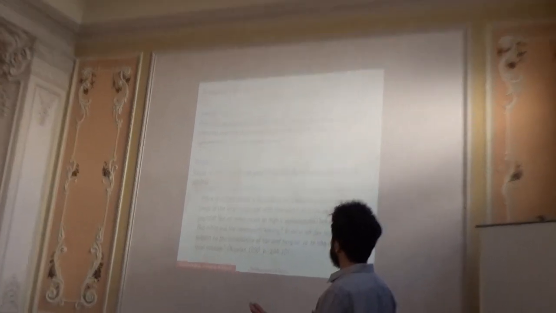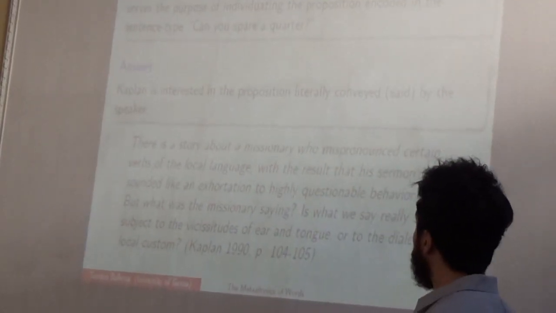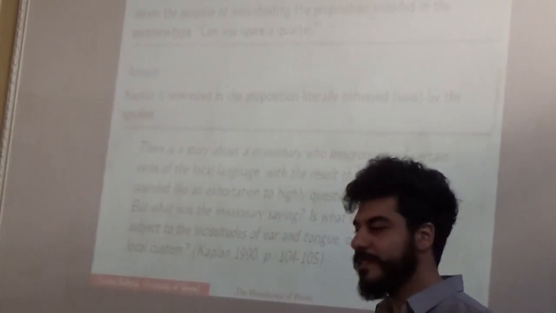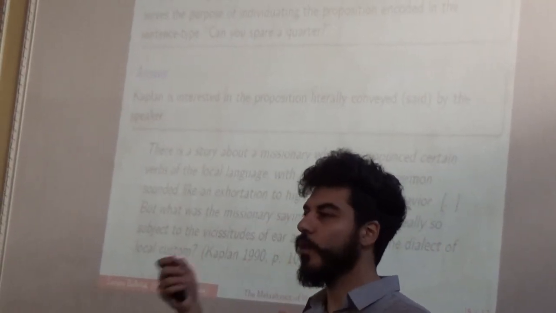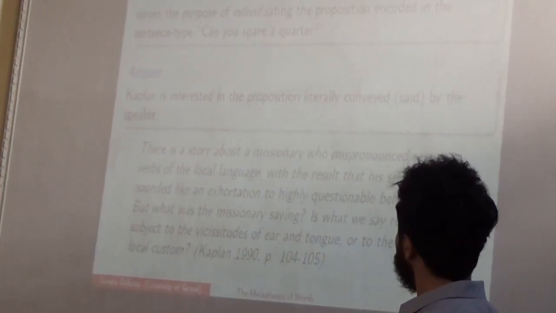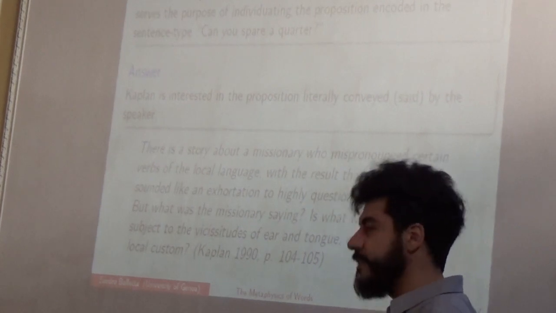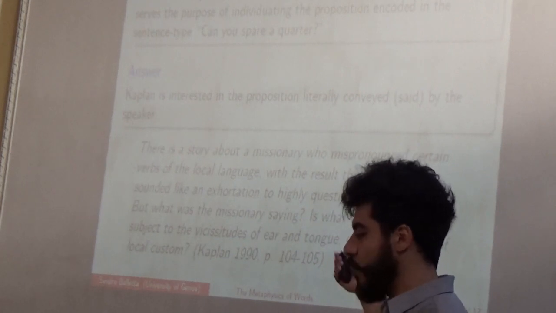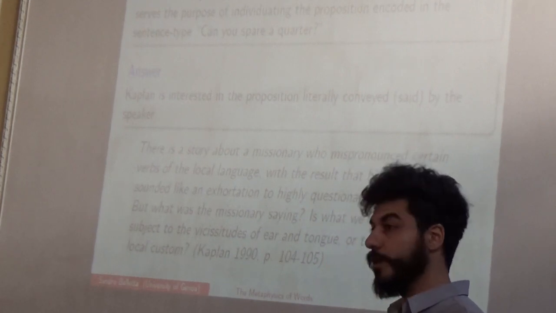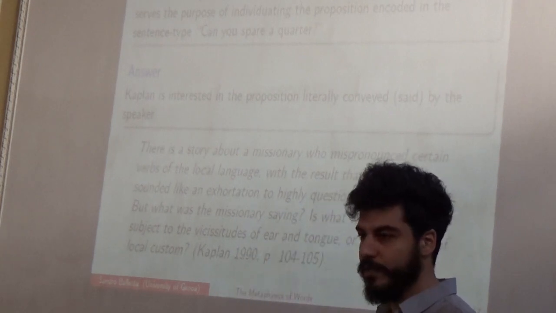For instance, there is a story about a missionary who mispronounced certain verbs. It's a very famous story: the local language leader thought that his sermon sounded like an exhortation to highly questionable behavior. But what was the missionary saying? This is about what the missionary wants to communicate, the speaker's proposition. Is what we say really so subject to the vicissitudes of here and so on, to the dialect, and so on and so forth? This is clear. Kaplan here wants to propose a way of individuating words for tracking down the speaker proposition, not the proposition encoded in the language.